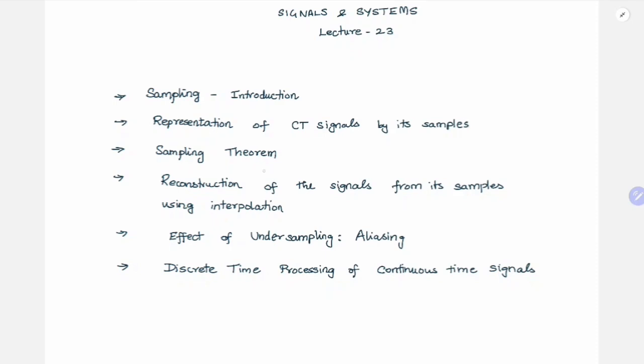And then we'll see about the sampling theorem, and we'll also see the reconstruction of the signals from its samples using interpolation. And also we'll see the effect of undersampling, which is also called aliasing. And then finally we'll see the discrete time processing of continuous time signals. So let's get started.